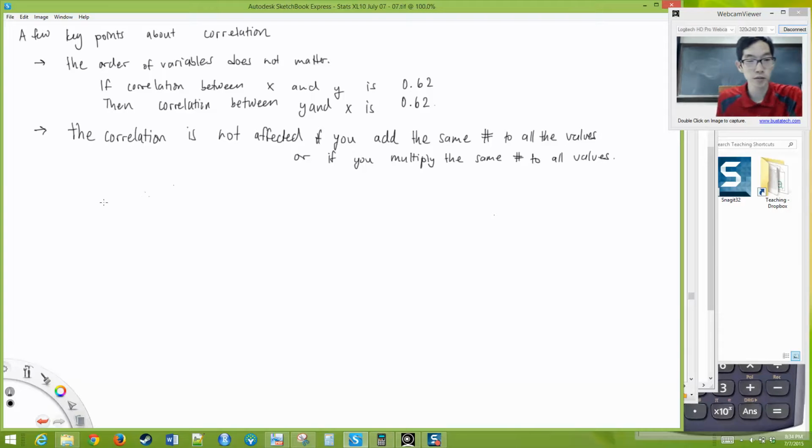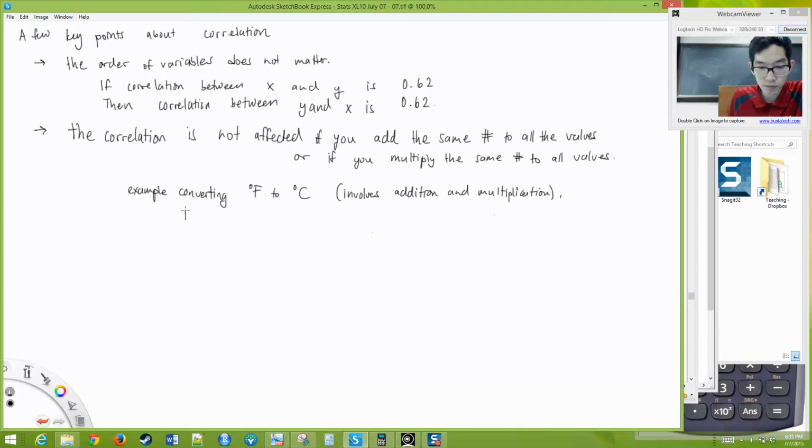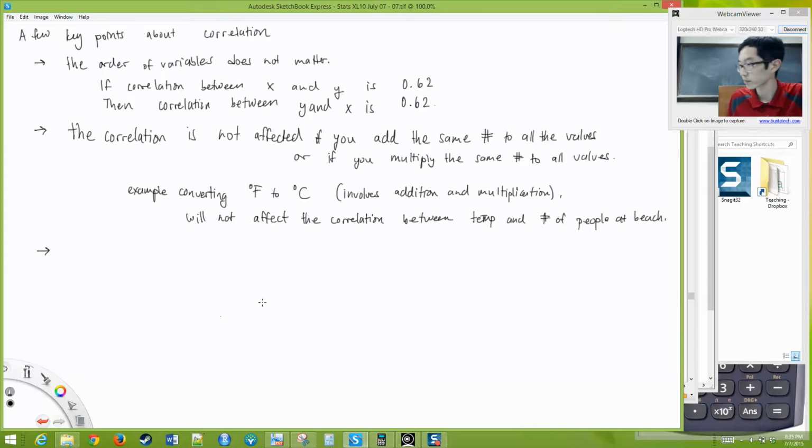Okay? So I'll just write example. Converting degrees Fahrenheit to degrees Celsius involves addition and multiplication, but will not affect the correlation between temperature and number of people at the beach.